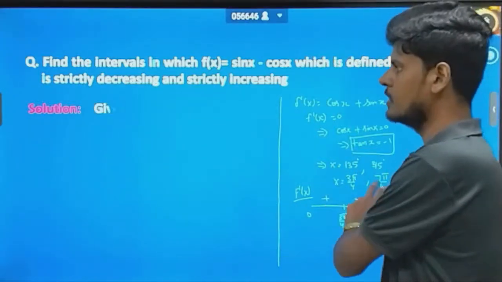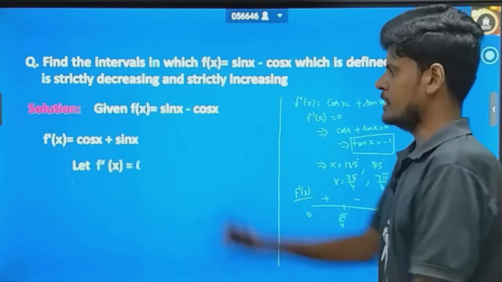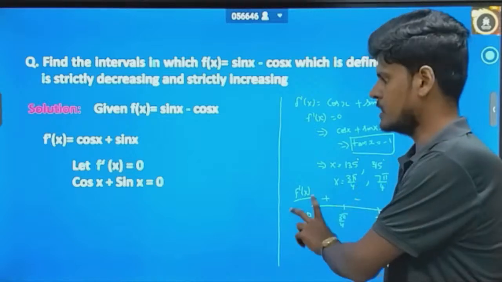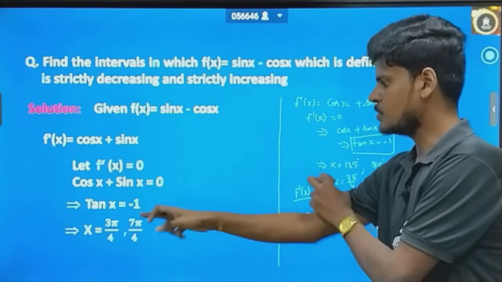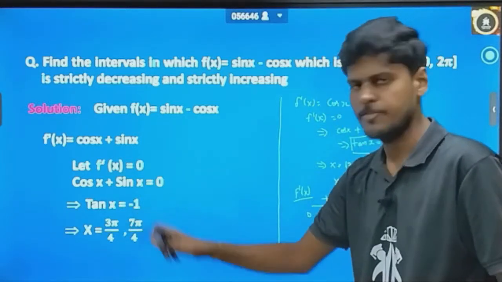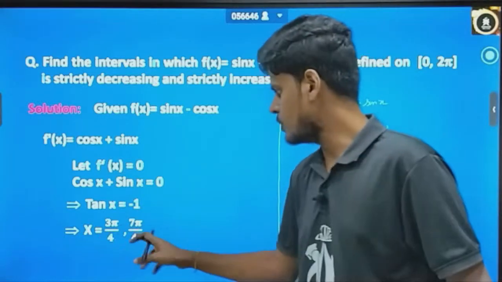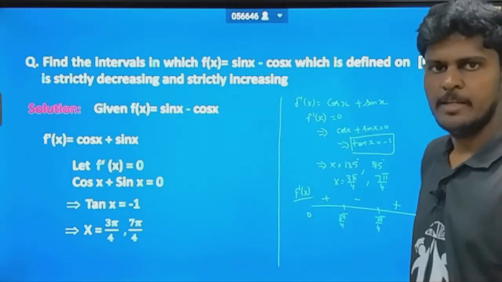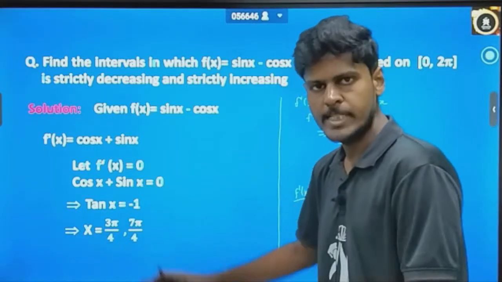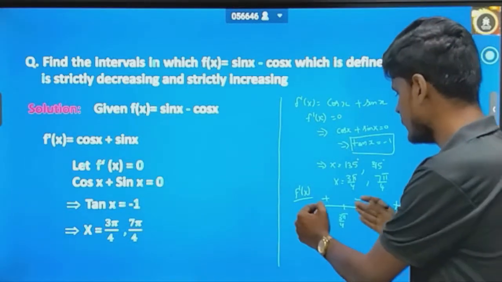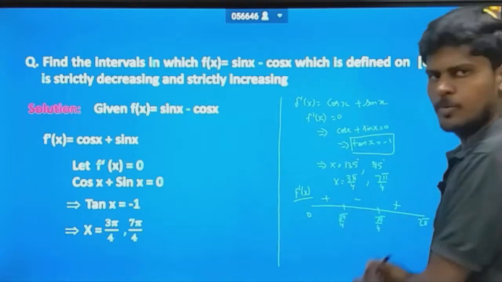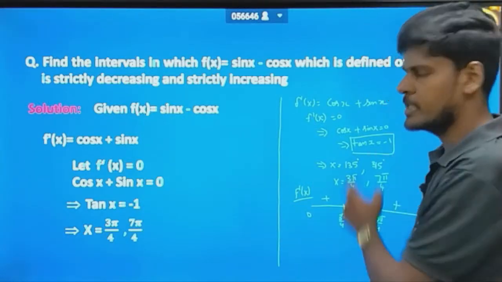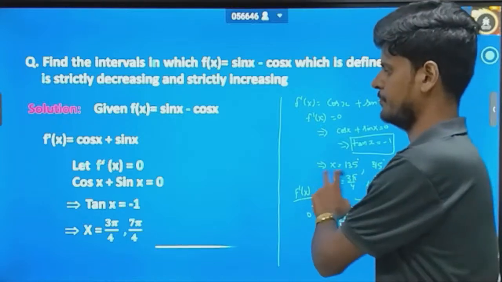Now we will see the solution. First we have to find f dash of x, and f dash of x equal to 0 gives the critical points. Tan x is minus 1, that is x will be 3 pi by 4 and 7 pi by 4. Why are we taking only 2 values? Because these 2 values lie in the interval 0 to 2 pi. So these are the critical points needed. These points divide the number line between 0 to 2 pi into 3 intervals. So we have to see in each interval what is the sign of f dash of x.